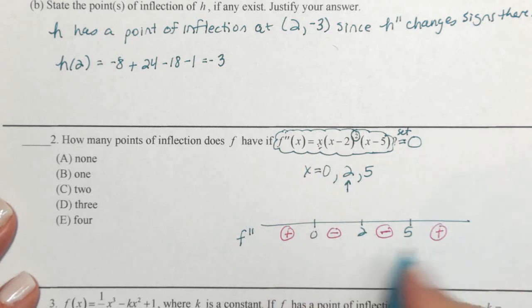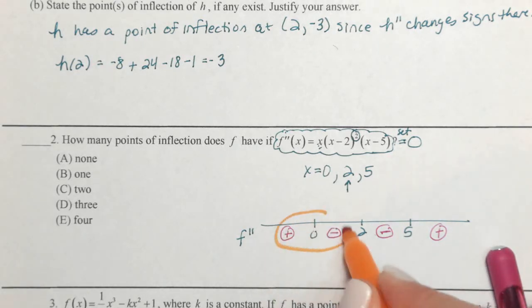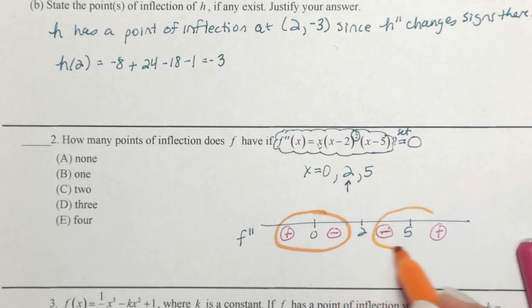So how many points of inflection are there? Well, there's one here, because we have a sign change. There's not one here, but there is one here. There are 2 points of inflection.